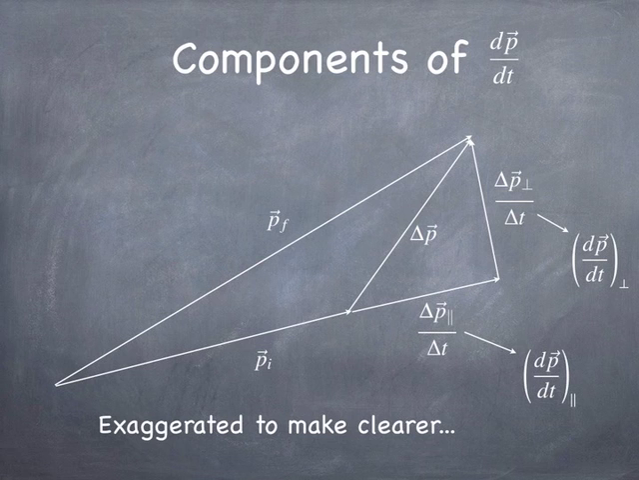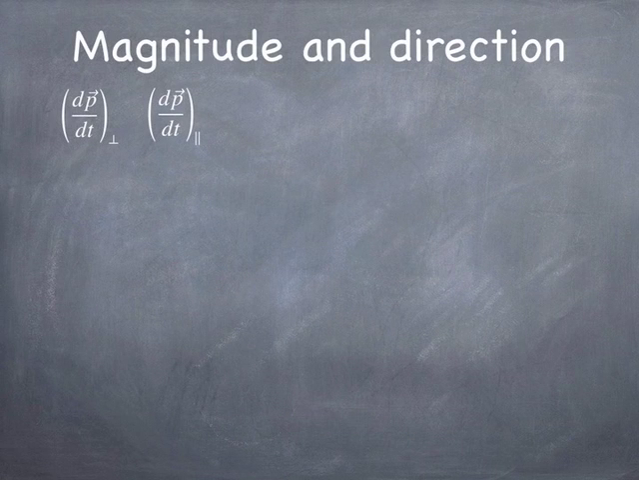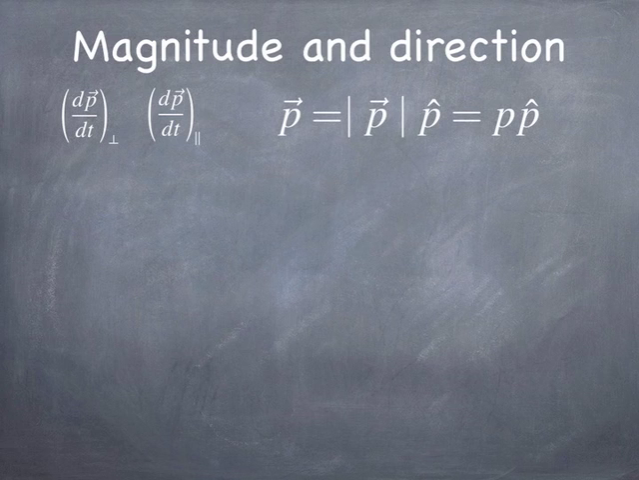Now let's look at this a little more mathematically. If we define the momentum as the product of its magnitude and a unit vector that points in the direction of the momentum, let's call that p hat, we can write the momentum vector as the magnitude p times p hat. Magnitude p, remember, is a scalar.